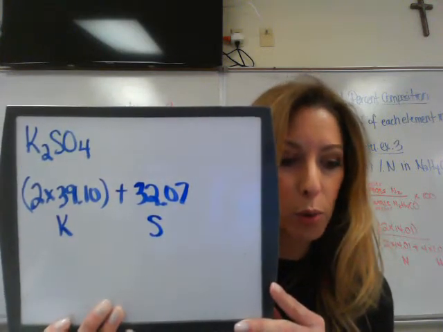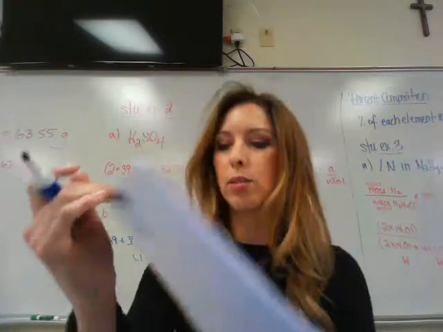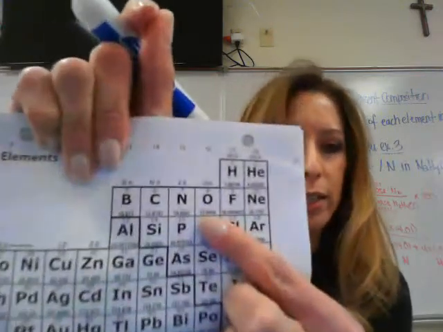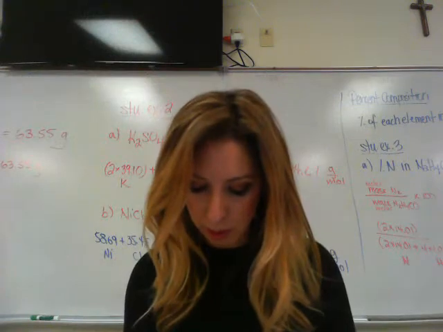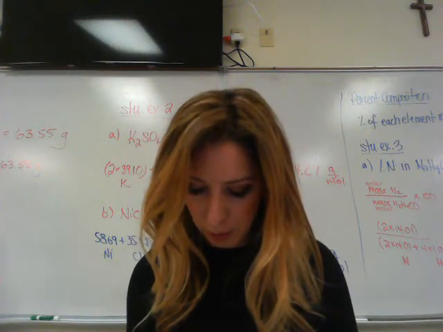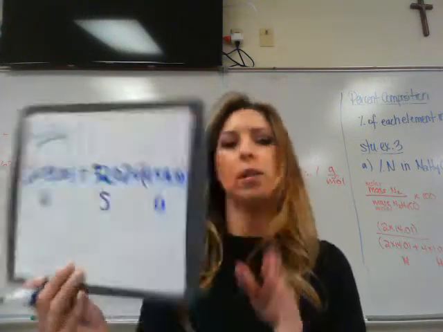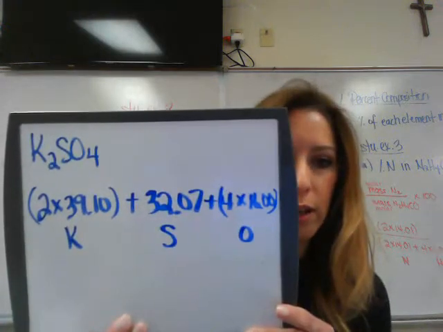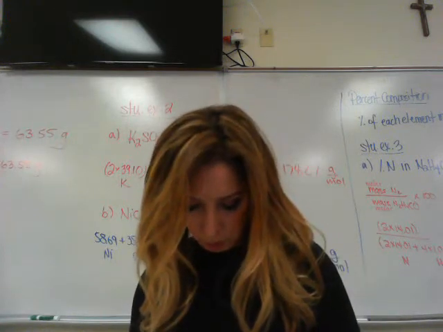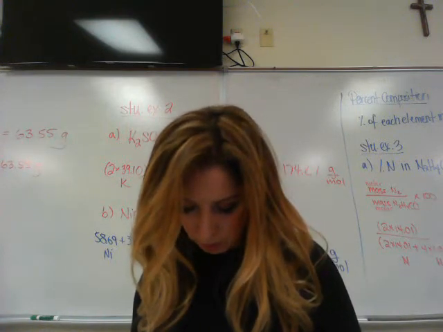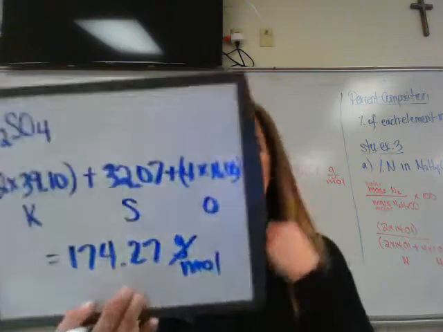Then I'm going to add 4 oxygen. So oxygen is 15.9994. I need to round that to 16.00. So it's plus 4 times 16.00 for oxygen. Okay? And when you add all these together, you're going to end up with 174.27 grams per mole.